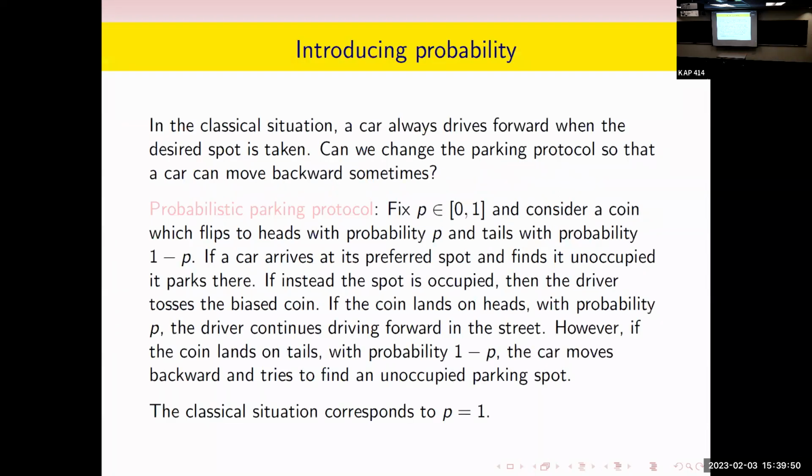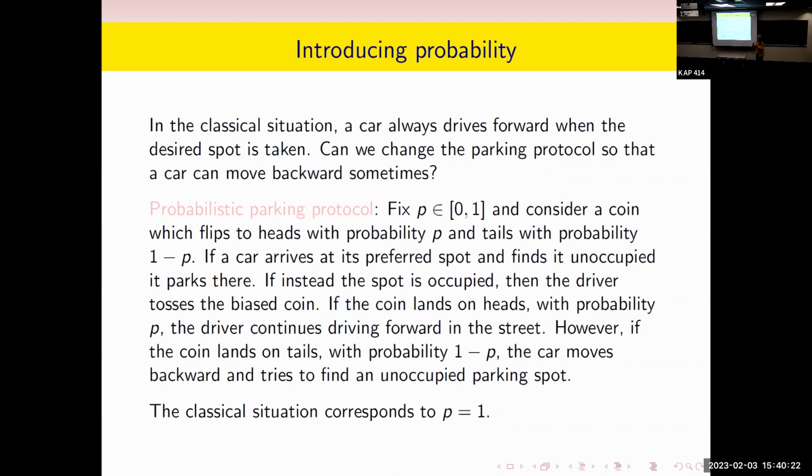Today, we are going to look at one particular generalization of parking functions by adding a probabilistic layer to the standard model. So the idea is the following. We still have n cars enter a street with n available spots. Now, if the spot is empty, the car will just directly park. But if the spot is occupied, the car will not automatically drive forward. It will flip a coin.